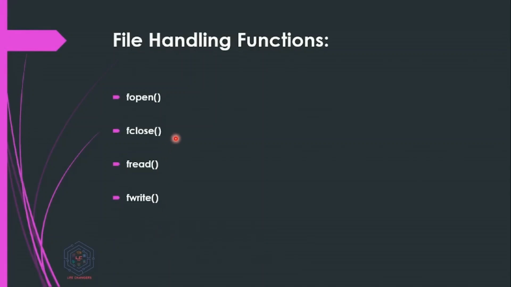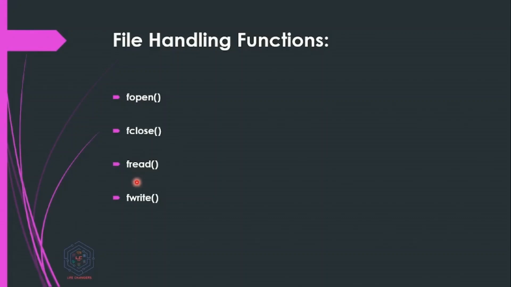Actually, these are the libraries that come under the file handling functions. Why are these libraries used? If we want to open a file in programming code, then we can give these libraries. This is the basic syntax: fopen, and inside that bracket we have to give the file name. For opening the file and handling the files, these libraries are used. This is for opening the file and this is for closing the file.